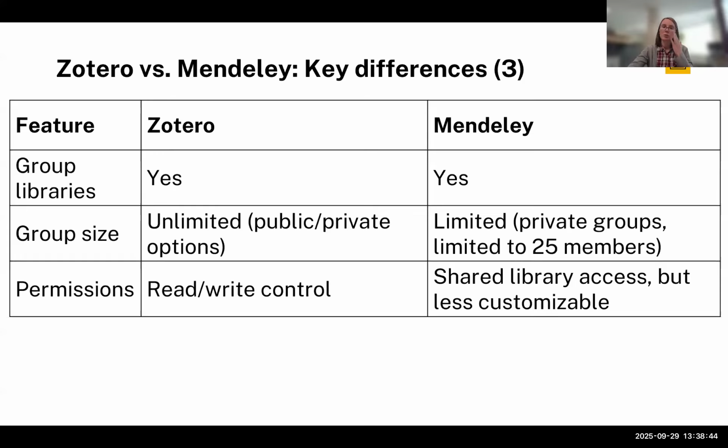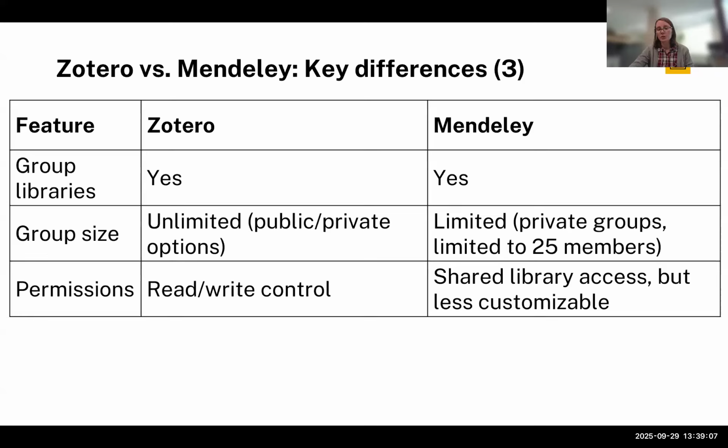So maybe if you're just working on your thesis or dissertation, that's probably not that big of a deal. Maybe you're just going to be sharing your group library with your major professor or other folks who are reviewing your research. But as you start working on larger scale projects, maybe you're doing grant work or you're out in the field in your profession, that can be more limiting.